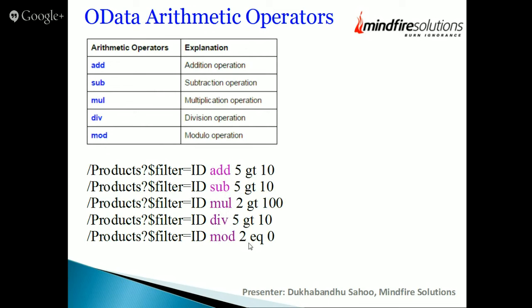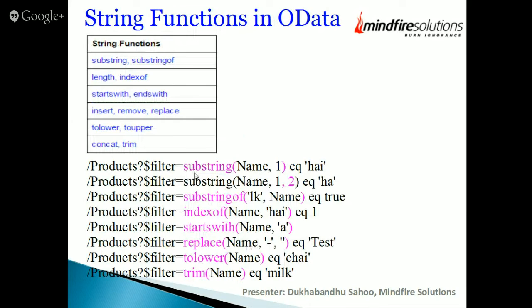There are some functions also; like you have used operators, you can use functions. You can mark here that substring is a function. These are the functions currently supported by OData: substring, substringof, length, indexof, startswith, endswith, insert, remove, replace, tolower, toupper, concat, and trim.